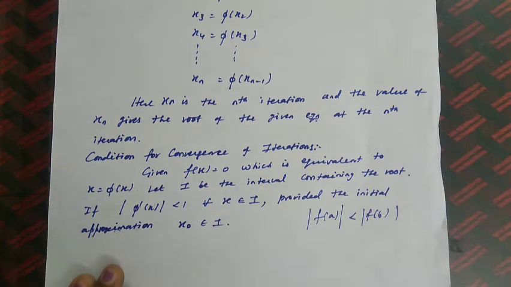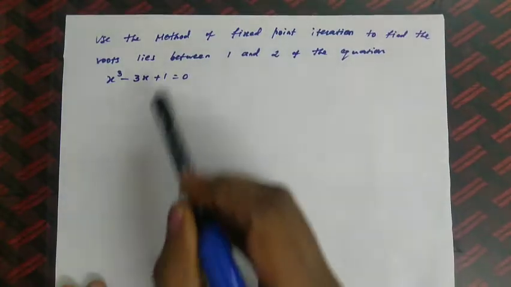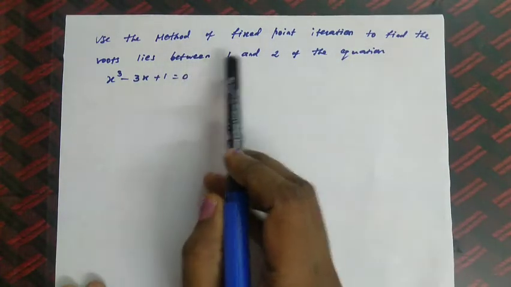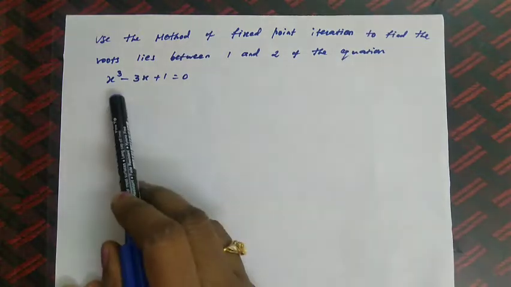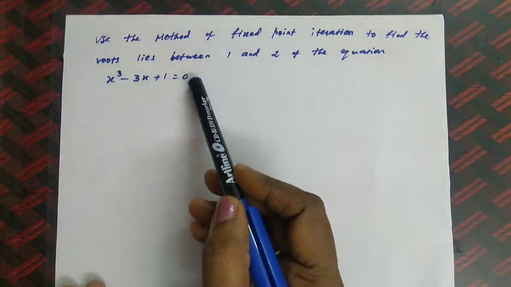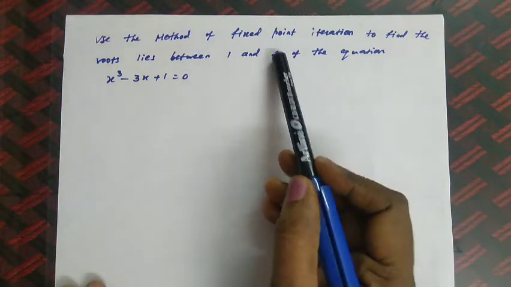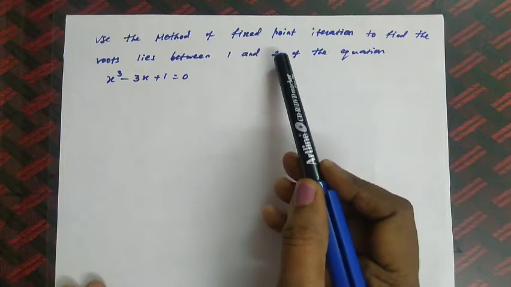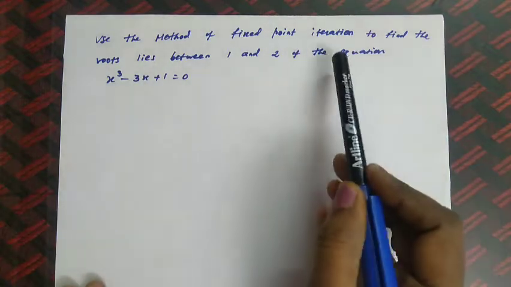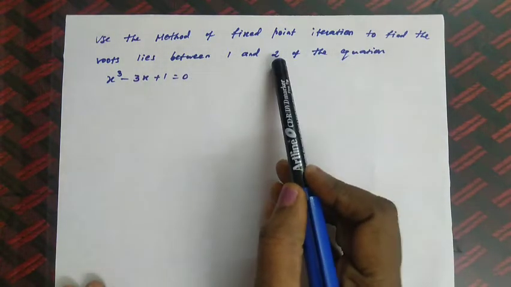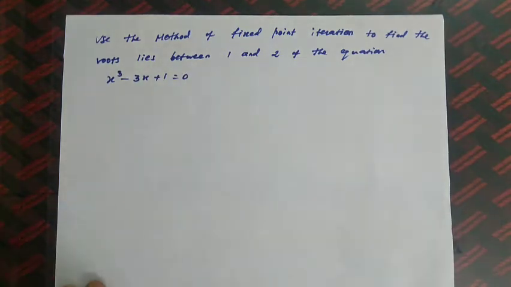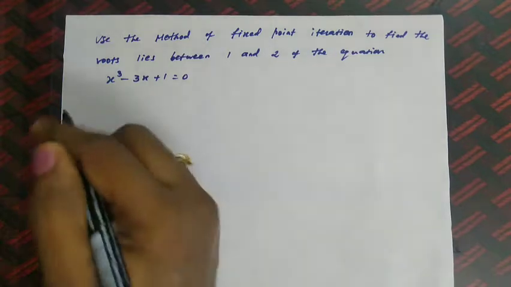Now we will see the first problem. Look at the question: use the method of fixed point iteration to find the root that lies between 1 and 2 of the equation x cube minus 3x plus 1 equal to 0. In this question it is given that the root lies between 1 and 2. Suppose it is not given, as we have discussed already, we are supposed to find the points. So this is our f of x. Okay, so look at the solution.